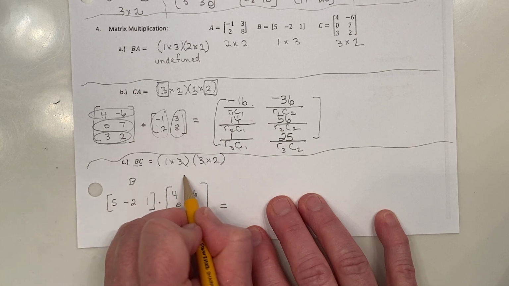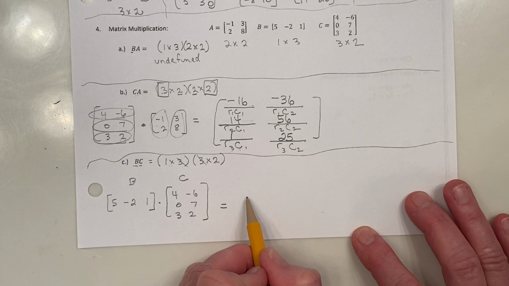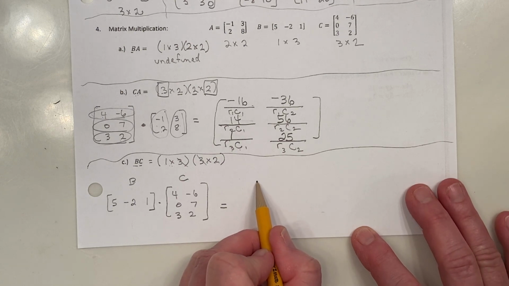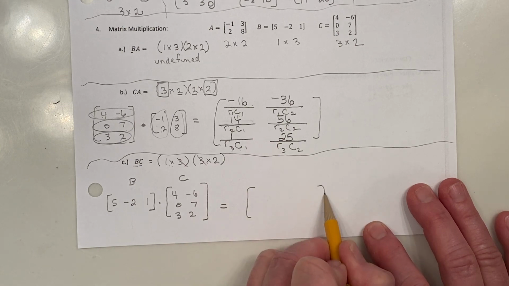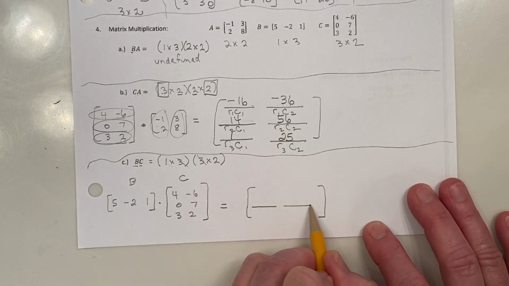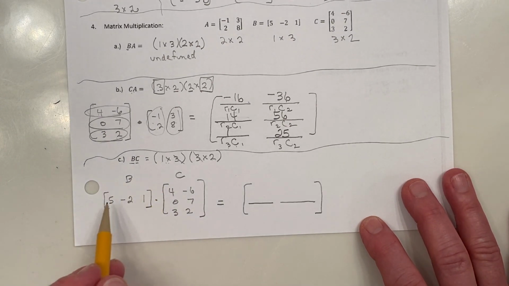B, C. So return to my order of each, and I know I'm going to have to build a 1 row, 2 column answer matrix. So 1 row, 2 columns. Alrighty, so we go back.